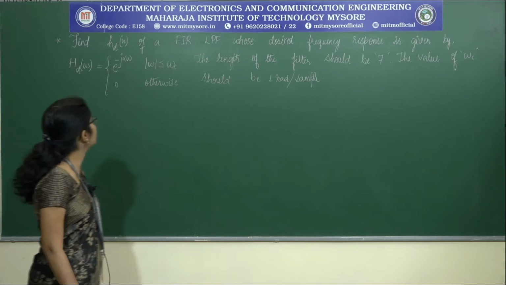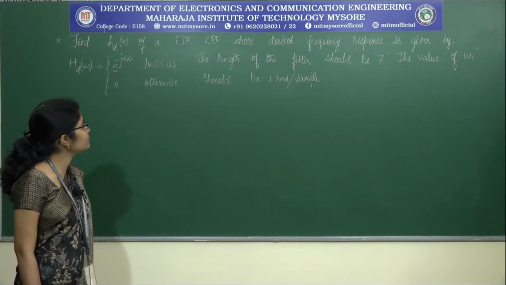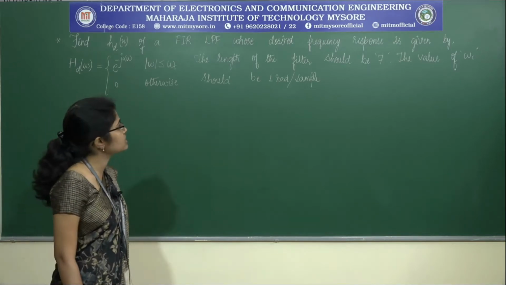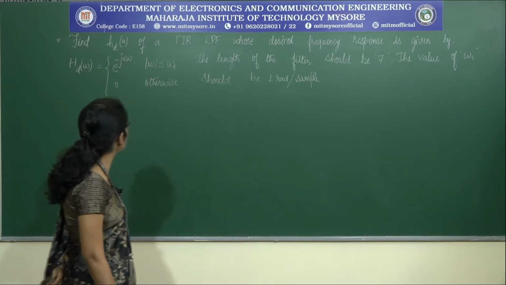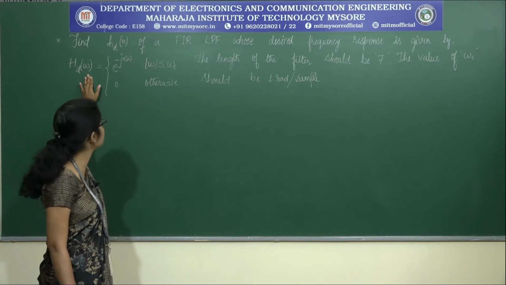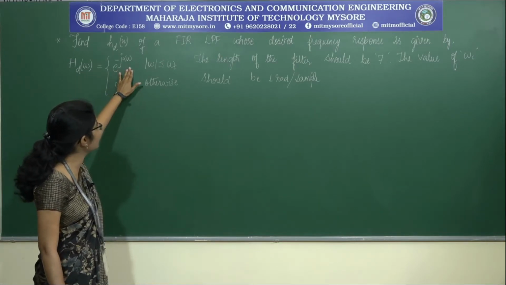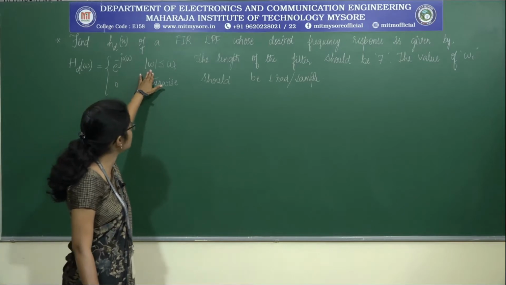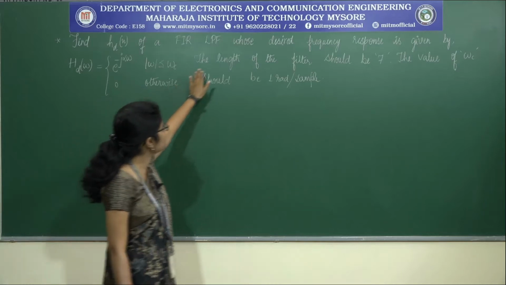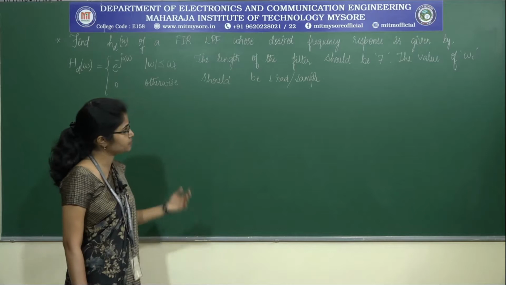The first problem is: find hd of n of an FIR low pass filter whose desired frequency response is given by Hd of omega, which is equal to e power minus j alpha omega, where the magnitude of omega is less than or equal to omega c, and 0 otherwise. The length of the filter should be 7, and the value of omega c should be 1 radian per sample.